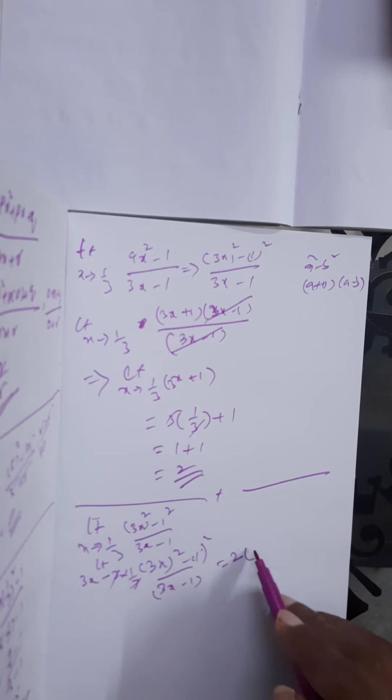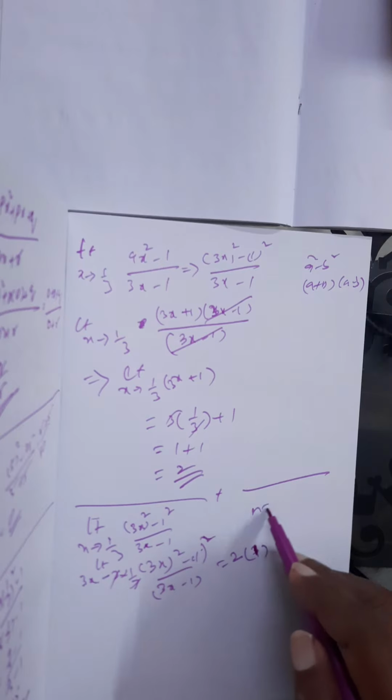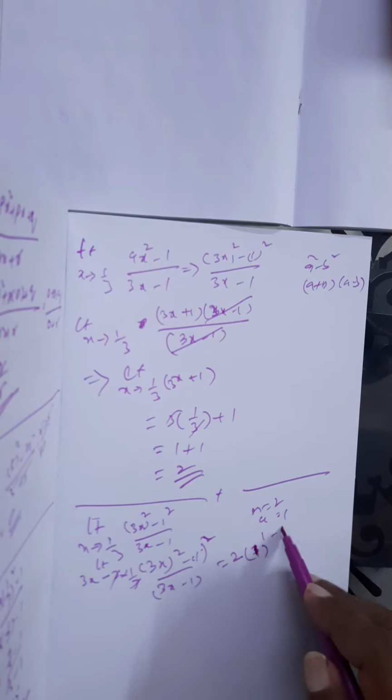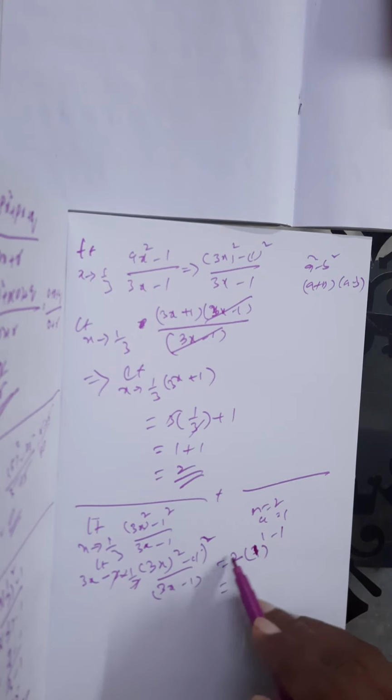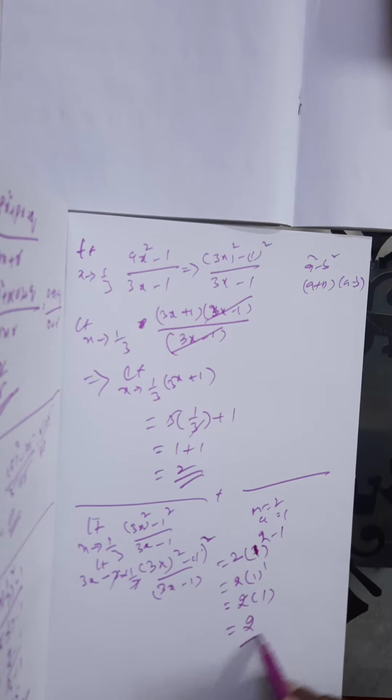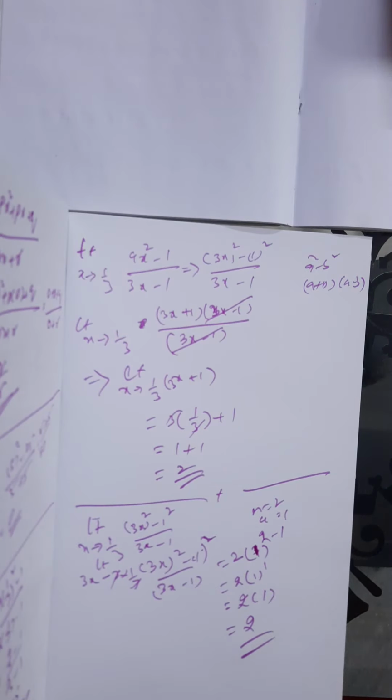So the limit as 3x tends to this, again it is a to the n minus 1 by a minus 1 form. Here n is 2 and a is 1. Sorry, n is what? 2. So 2 into 1 to the power 2 minus 1, which is 1 power 1, so 2 ones are 2. So this and this limit are the same. Applying the formula, or otherwise making some arrangement using formulas like a² minus b², we will get the same value.